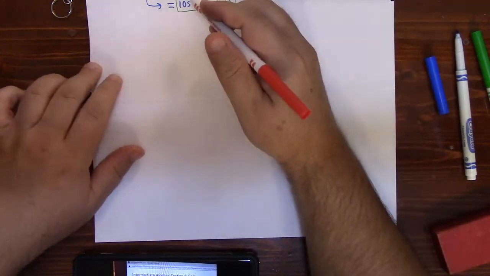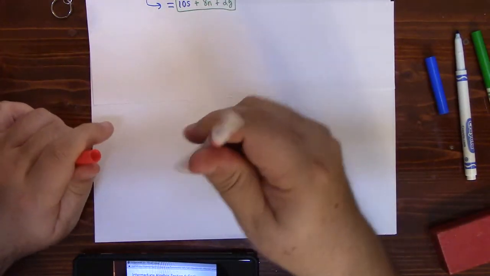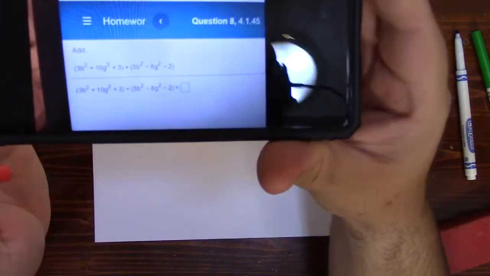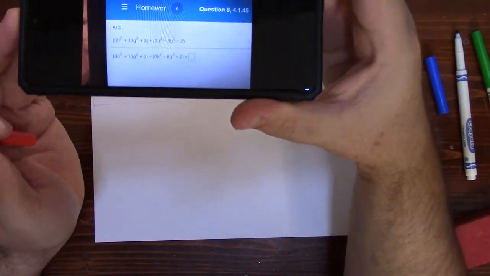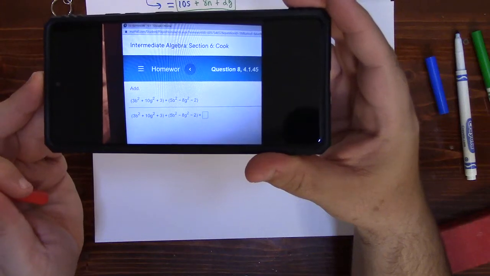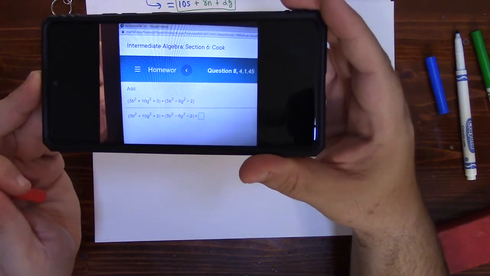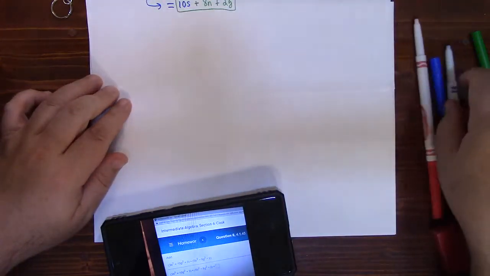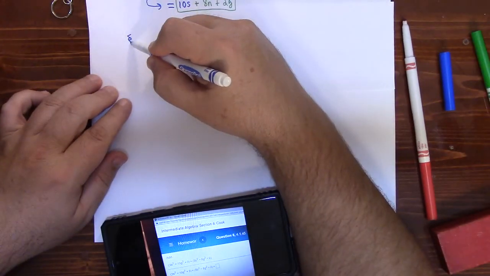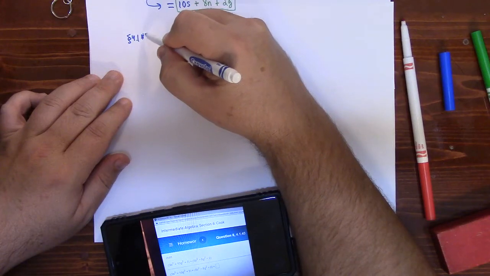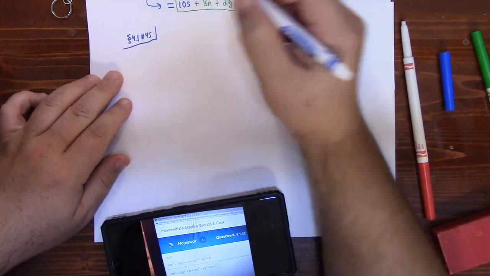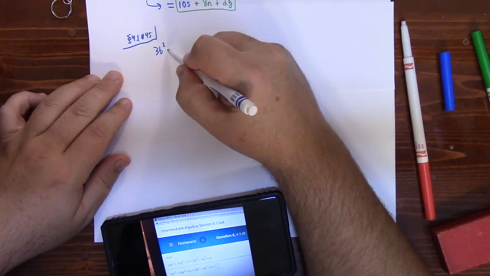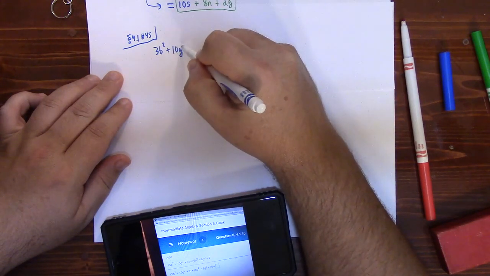All right, anyway. So this one is, I mean, maybe I'll show it. Maybe you can see it. Maybe you can't. Probably not. But I'll write it down again. This is section 4.1, number 45. All right, and here we're supposed to add 3b squared plus 10g squared plus 3.